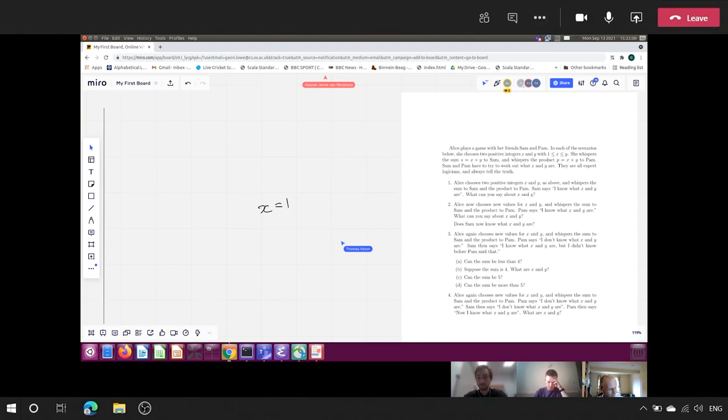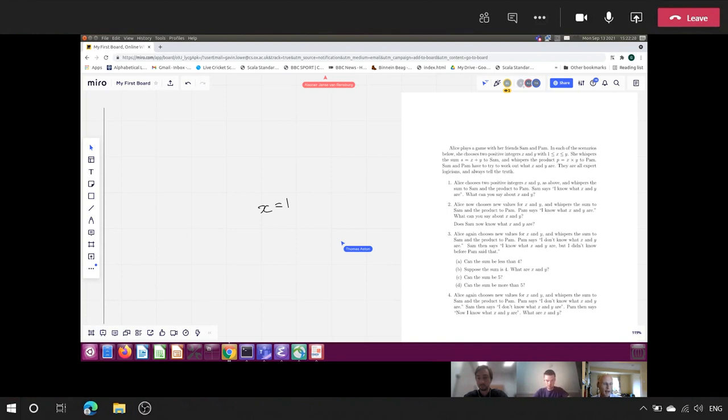No, the sum can't be less than 4, because in part 1, the minimum sum has got to be 2. And in part 1, we saw that both s equals 2 and s equals 3 tell Sam precisely the values of x and y, i.e. that he knows the values of x and y before Pam says that she doesn't know. Yeah, that's right. If the sum's less than 4, then Sam would know immediately.